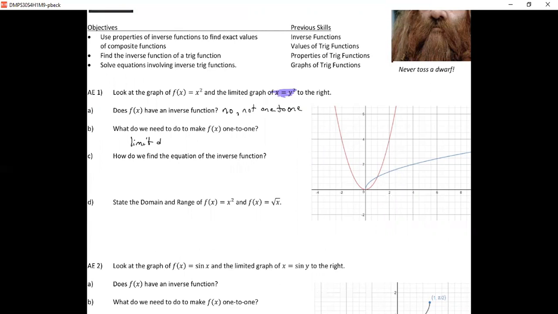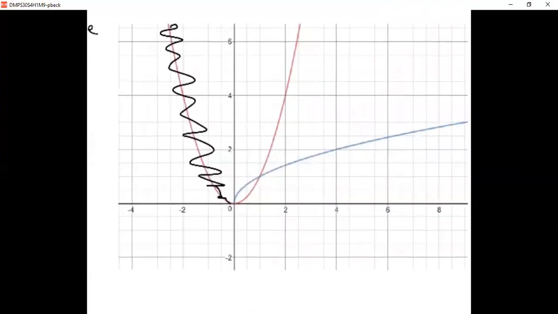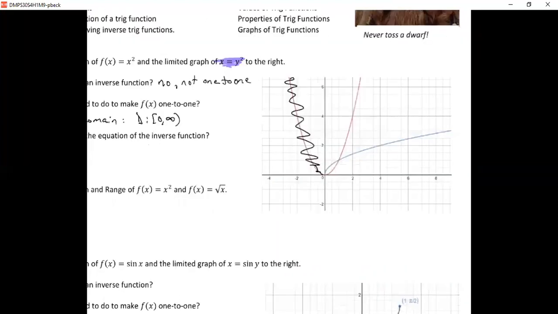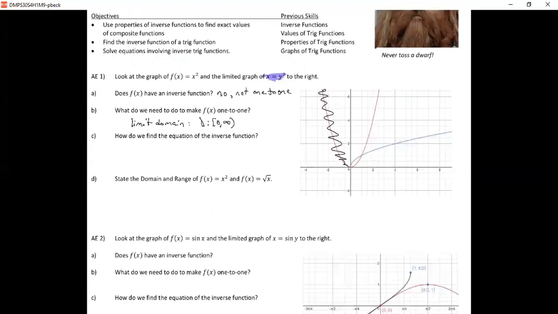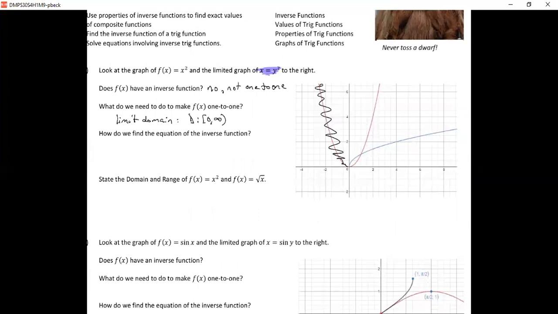So if we limit the domain, the way that I'm going to limit it based off of the graph here is we're going to say our domain is only going to go from 0 to infinity. So we're going to cut off this portion of the graph. And now if we take a look at these two graphs, now these are truly inverses of each other. So by limiting the domain, we're able to have an inverse function. And to find that, if you remember, we switch x and y and solve for y.